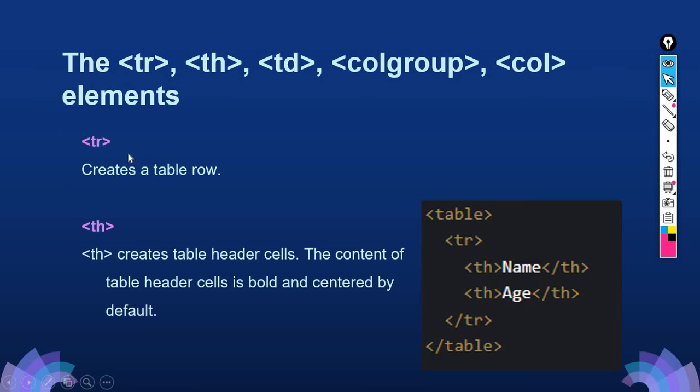So the TR element is used to create a table row. When you need to insert rows in your table, then you use the TR element. The TH element is used to create table header cells. So the content of table header cells is bold and centered by default. So here is an example of how you can use the TR element. This is used to create rows, and the TH for header cells.